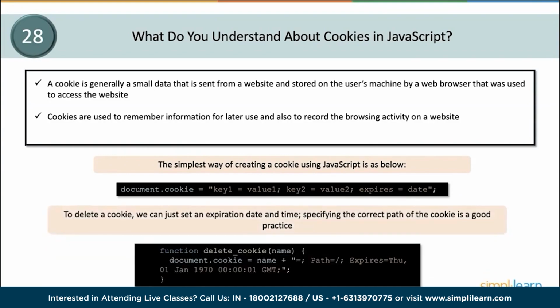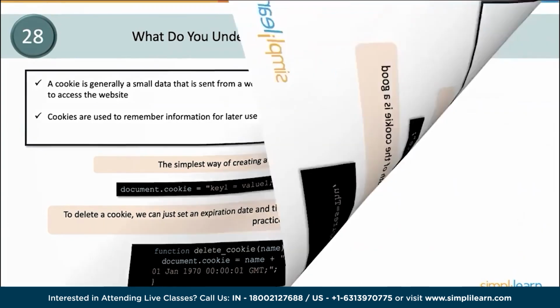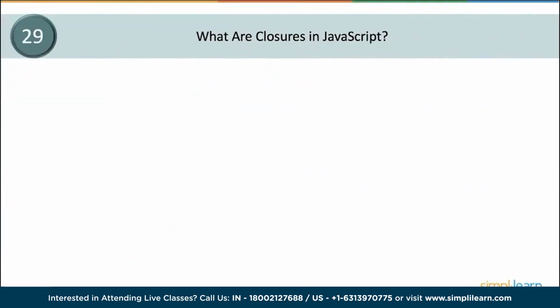And you can also define the expiry time for the cookies, as per your convenience, to decide how long the cookie should stay inside your browser. If you do not offer any time span, by default the cookie will get lost the moment the browser is closed. Next, what are closures in JavaScript?